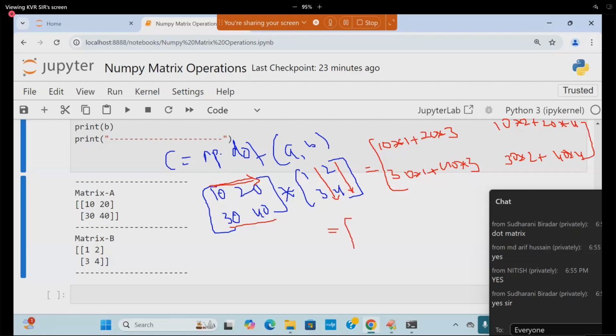So what is this now? 10 plus 60 is 70. Next, 10 into 2, 20 into 4, that is 100. Next, 40 into 3 is 120 plus 30 is 150. Next, 30 into 2 is 60, plus 160 is 220. So this is the answer. This is called actual matrix multiplication.